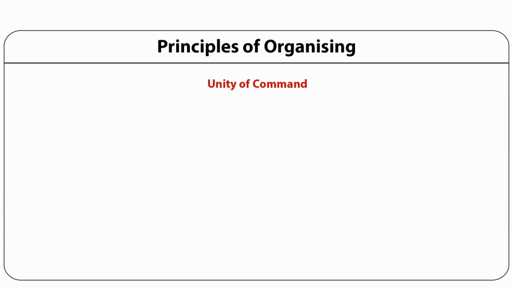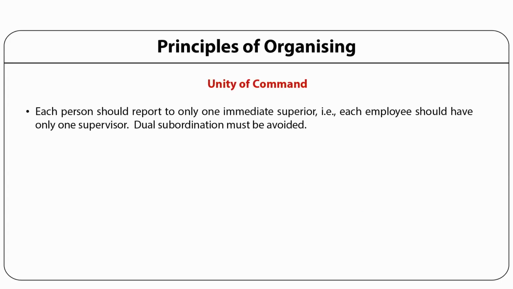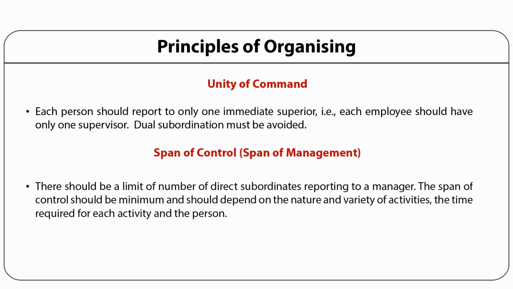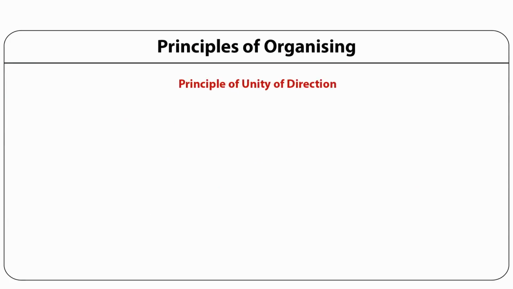Unity of command. Each person should report to only one immediate superior. That is, each employee should have only one supervisor. Dual subordination must be avoided. Span of control, that is, span of management. There should be a limit of number of direct subordinates reporting to a manager. The span of control should be minimum and should depend on the nature and variety of activities, the time required for each activity, and the person. Principle of unity of direction.